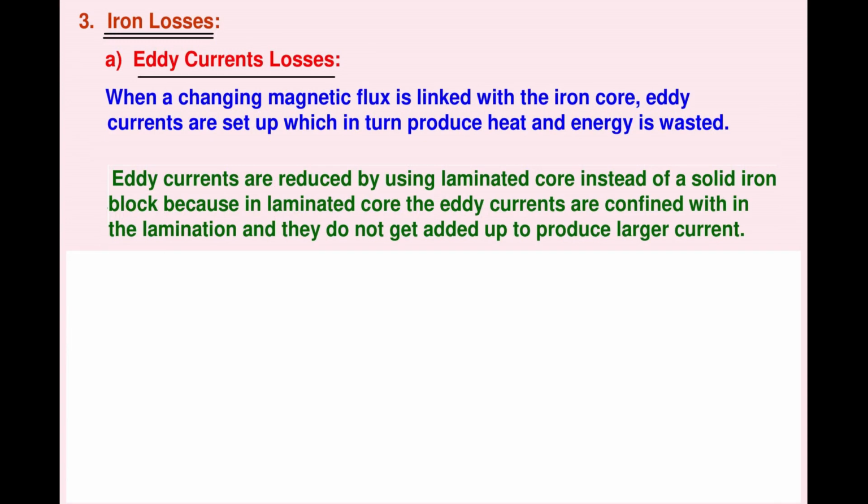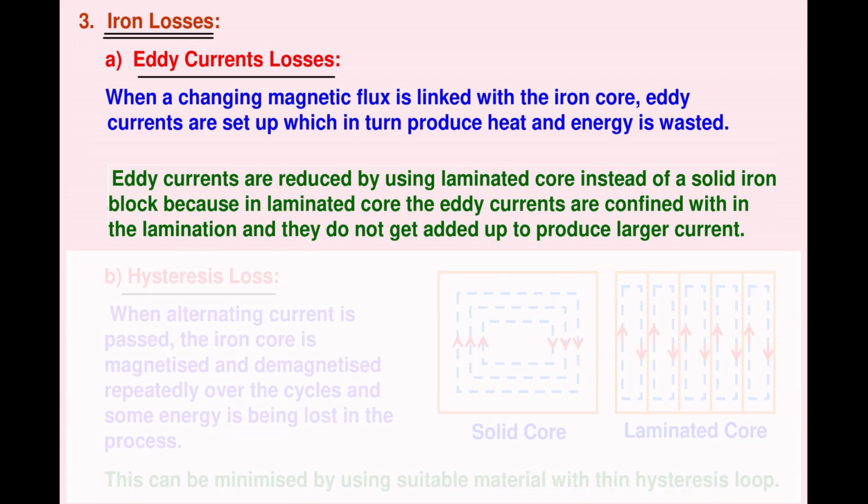Next is eddy current loss. This is the energy loss associated with the iron core of the transformer. Since alternating type of current is flowing through the coil, due to change in direction of the current, eddy current or opposing currents get induced in the core. Energy will be lost in the form of heat due to these eddy currents. This type of energy loss can be minimized by using laminated cores that reduce the eddy currents.